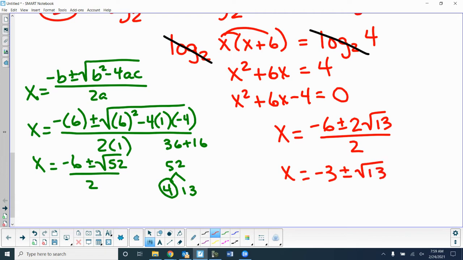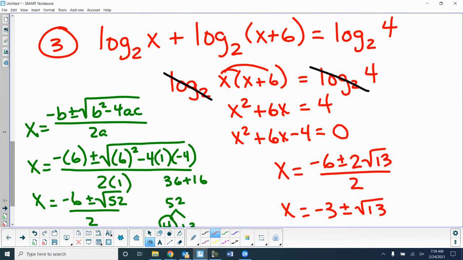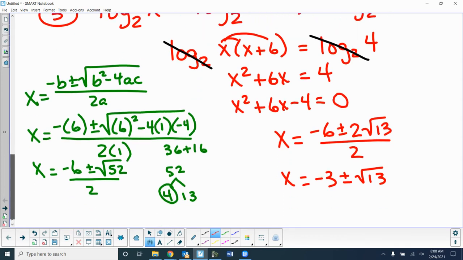Remember, there's 2 answers there. Do both of them work? -3 minus the square root of 13 is still going to be negative, right? If I subtract from a negative, I still get a negative, right? Can I take the log of a negative number? No. So actually, the only answer that works is the addition one.